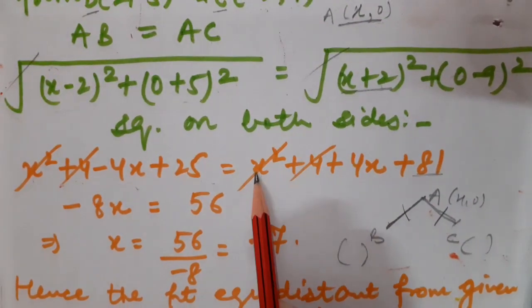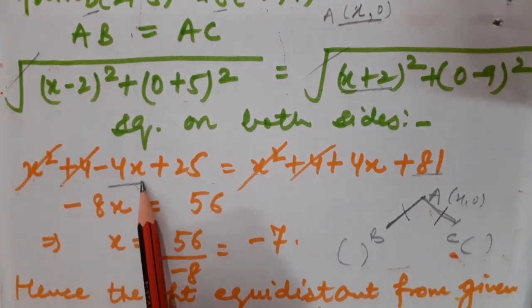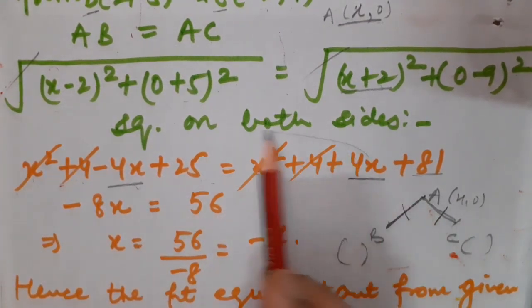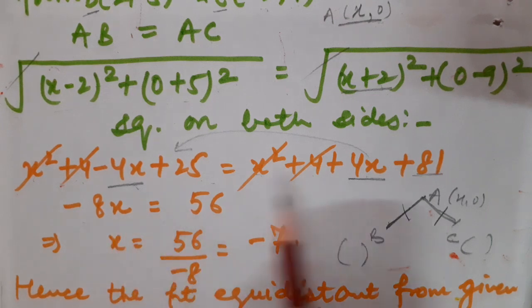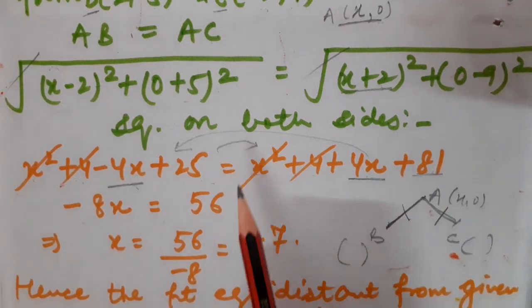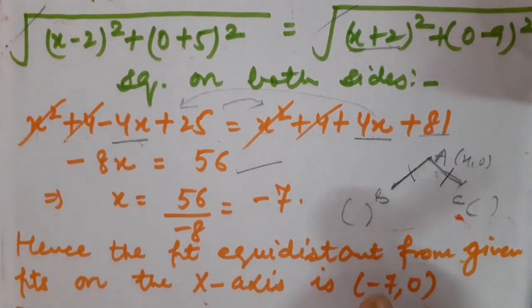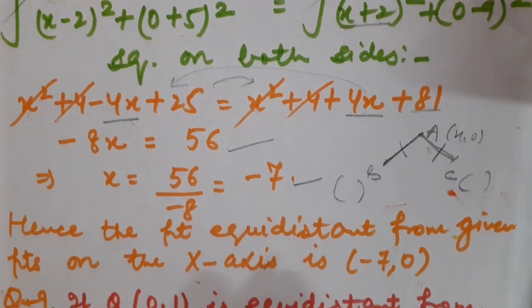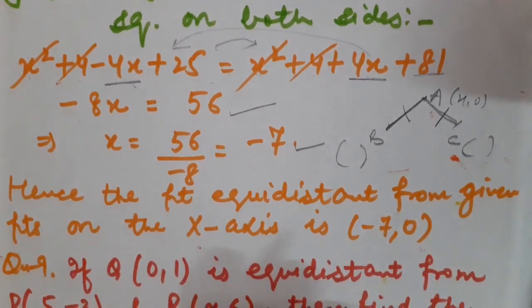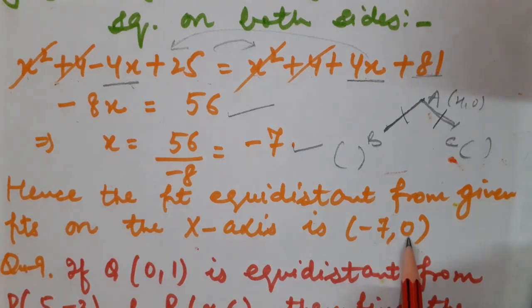Now this x square and 4 are going to be cancelled. I have got minus 4x and here plus 4x. It is going on left hand side. It would become minus 4x. So ultimately I will be getting minus 8x is equal to 81 minus 25, that would give you 56. So x is equal to 56 upon minus 8, that is equal to minus 7. So hence the point which is at the equidistance from the given point on the x-axis is minus 7, 0.